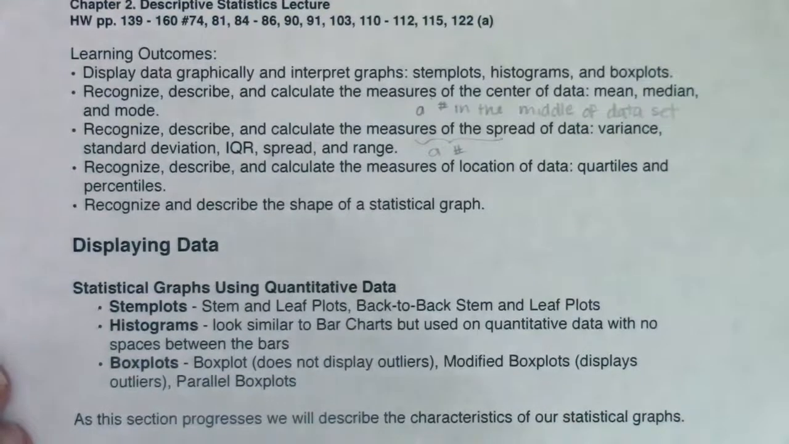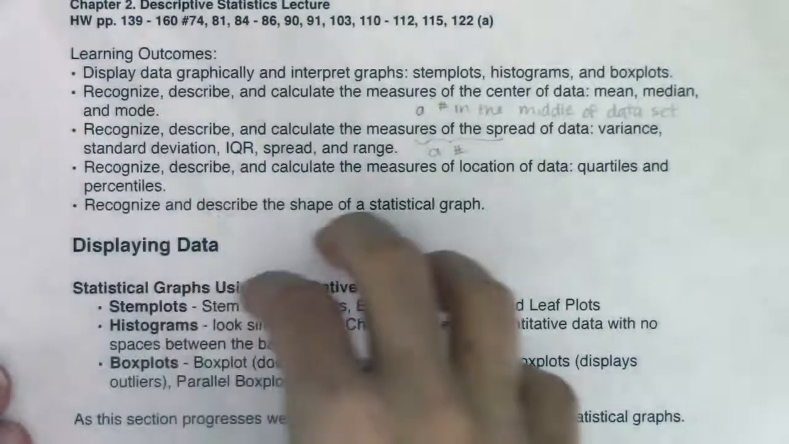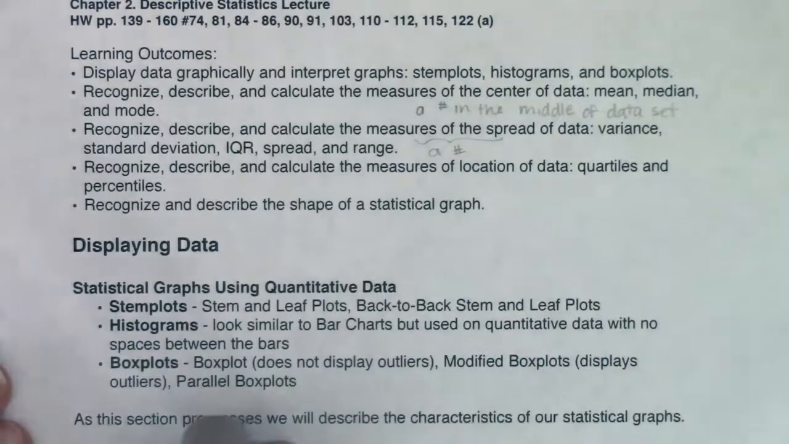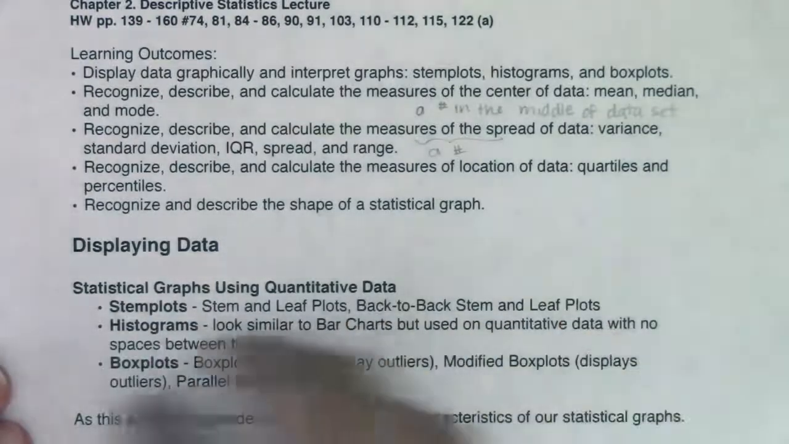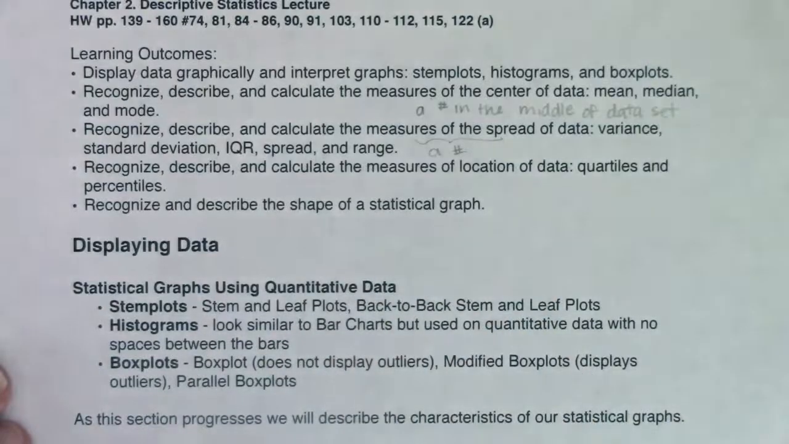For histograms, again, I've said this before, but it's worth repeating. They look similar to bar charts. So they're gonna have those rectangles, but on the x-axis we have numerical data and there's no spaces between the bars unless there was a gap in the data. But typically with bar charts, we put spaces between the different categories on your categorical variable. And in histograms with that numerical variable on the x-axis, there's no space between those bars.